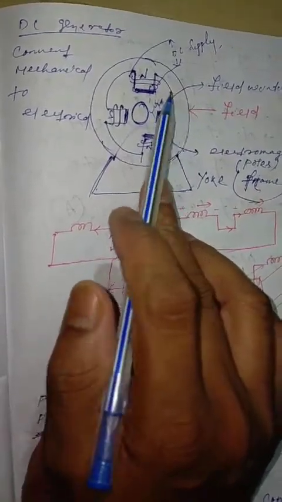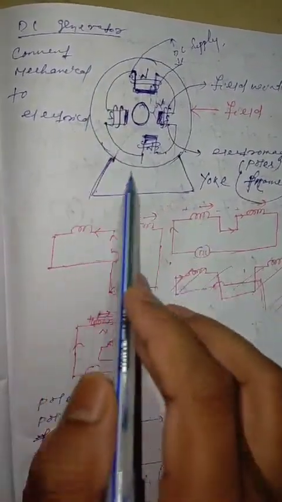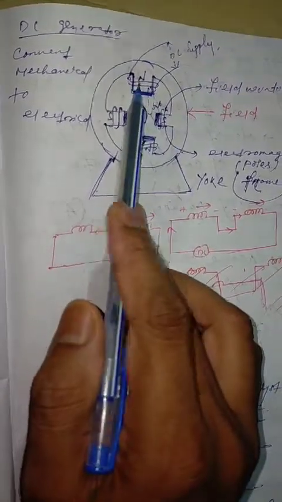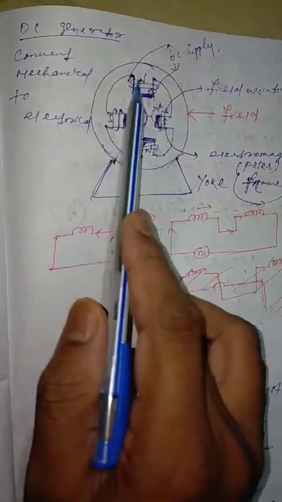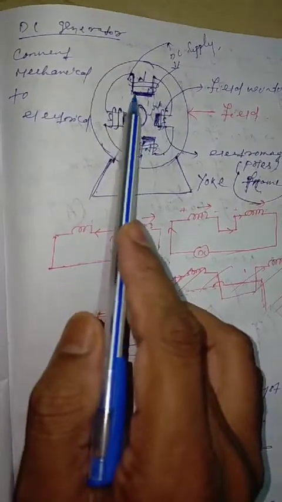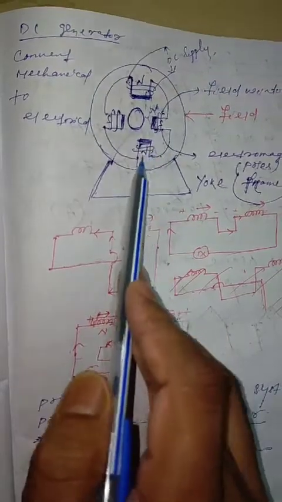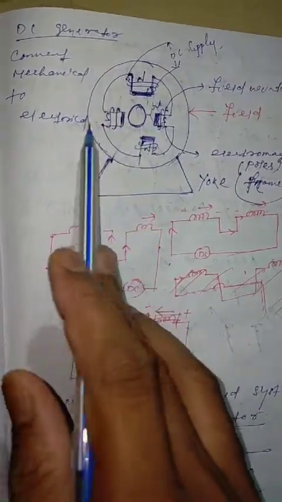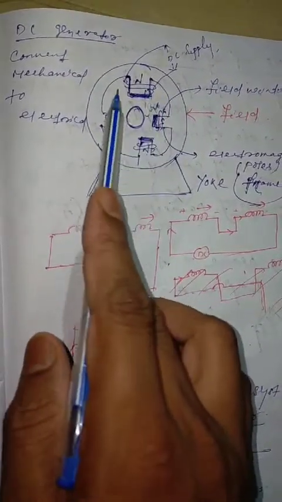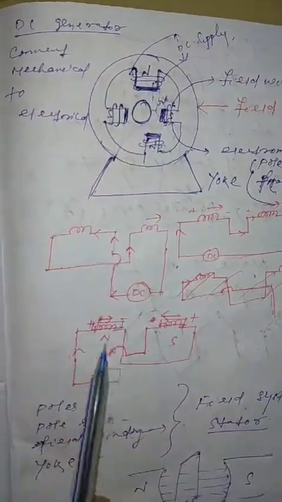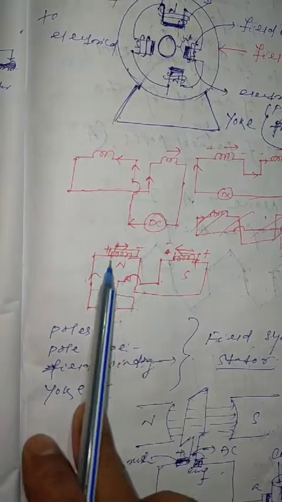So the outer part is generally known as the field system, or it is known as the stator. Here we will have the stator poles. How will they be arranged? They will be arranged in an alternating manner, meaning north, south, in this way. Now, how are the poles created? To these poles we have to give the supply in this way.